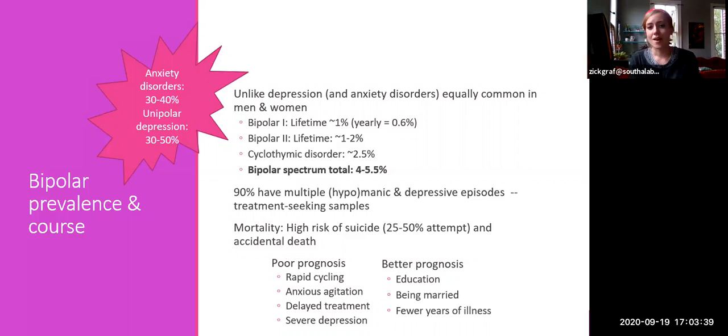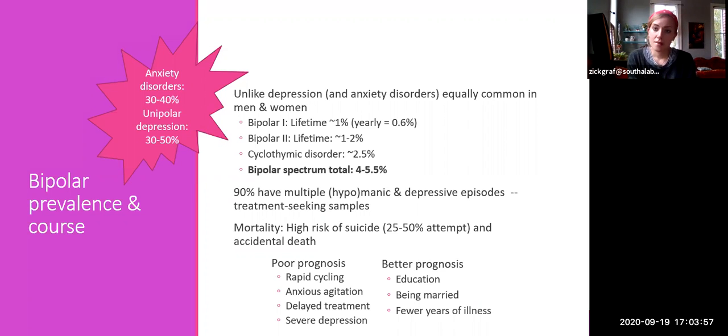By contrast, bipolar spectrum disorders really are rare. Only somewhere between 4 and 5.5% of the population will experience them. And the majority will experience the lower, less severe range, having cyclothymic disorder.